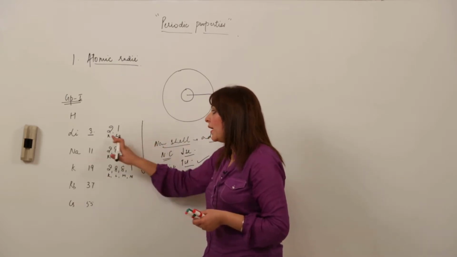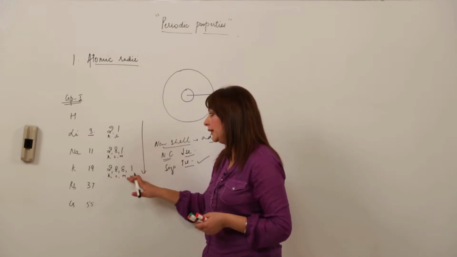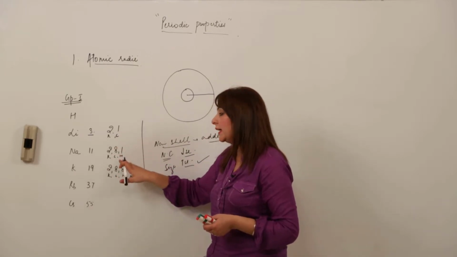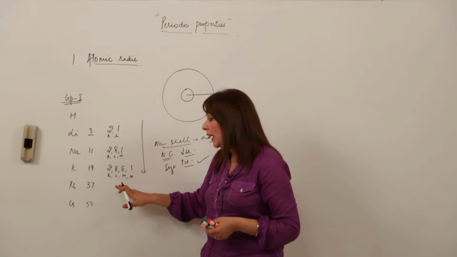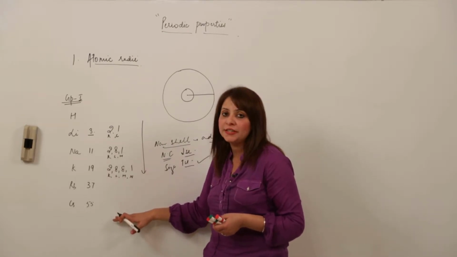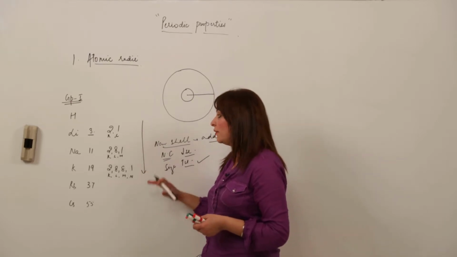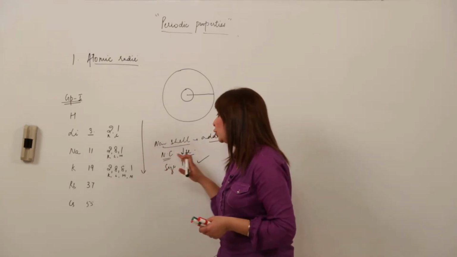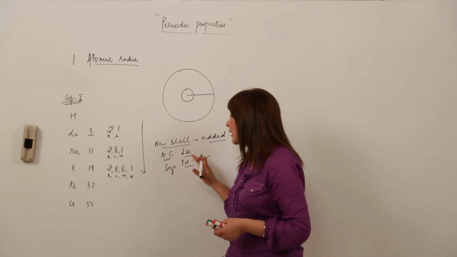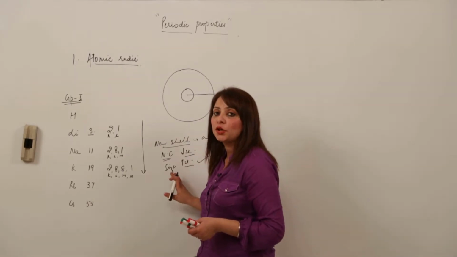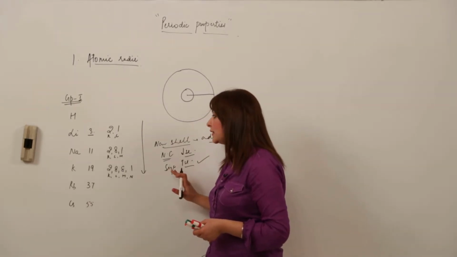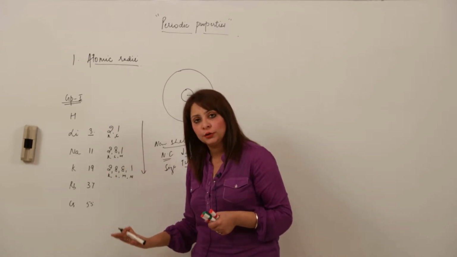as we move down the group, every time a new shell is being added. You can see it has 2 shells, it has 3 shells, it has 4 shells, and likewise it happens for rubidium and for cesium. One shell increases as we move down each step. So every time a new shell is being added, due to which nuclear charge decreases and which leads to an increase in the atomic size. That means the size increases as we move down the group.